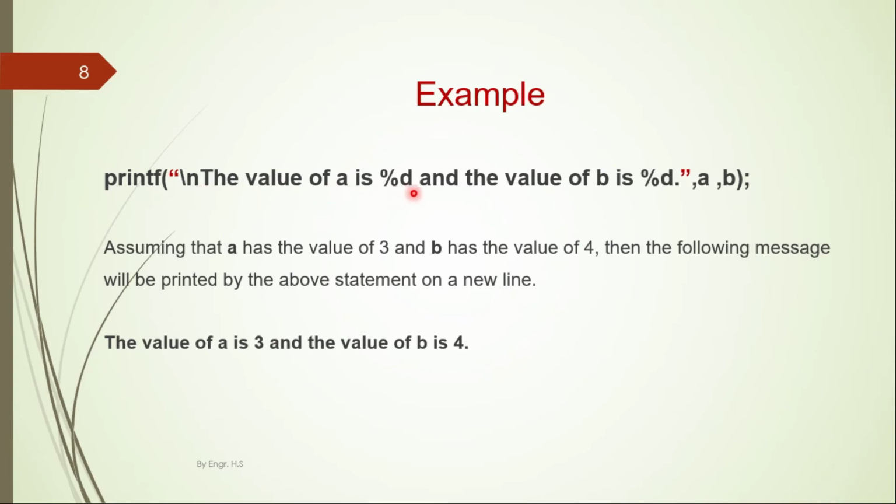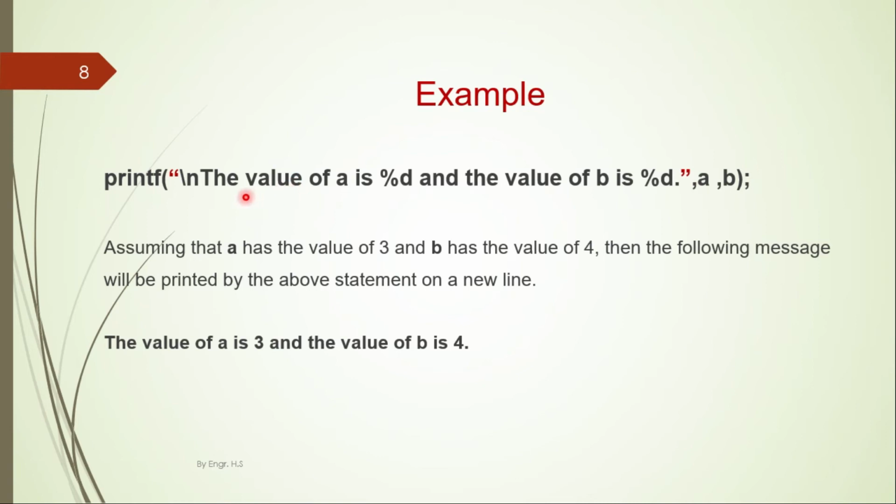Next %d. %d is a format specifier and it means the value of a will be a decimal value, and the value of b is %d. Again, the value of b will be in decimal form. That's why we are inserting %d here, a format specifier for variable b. Now the quotation marks end, then a comma.